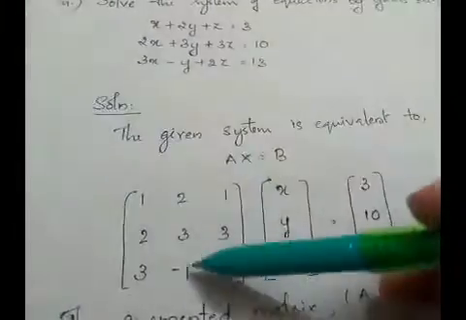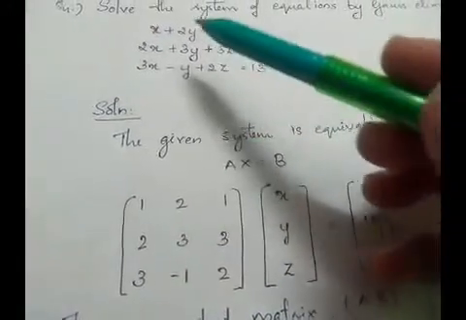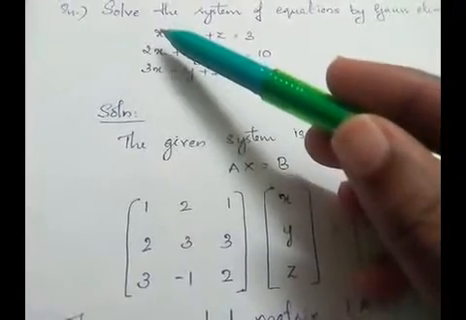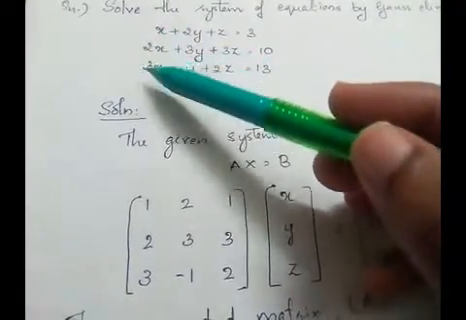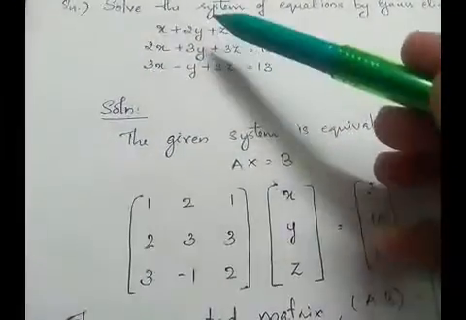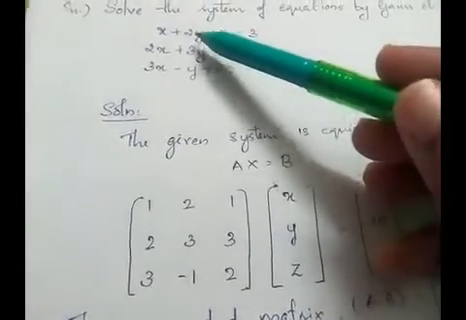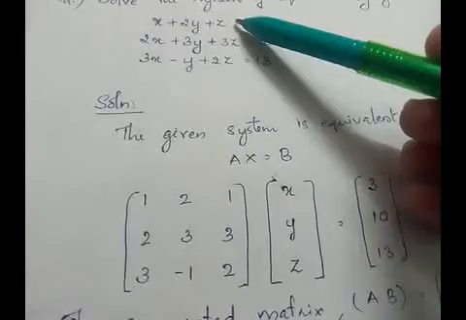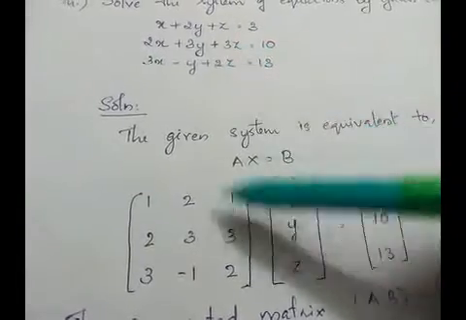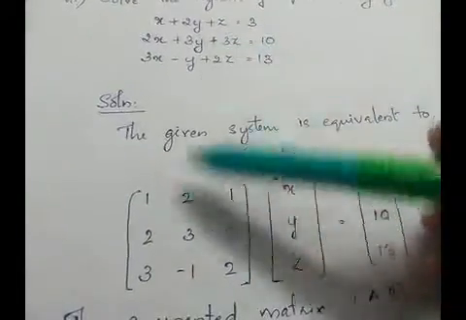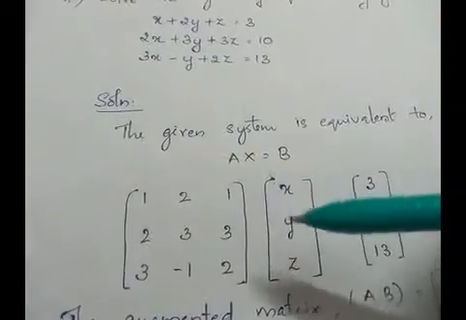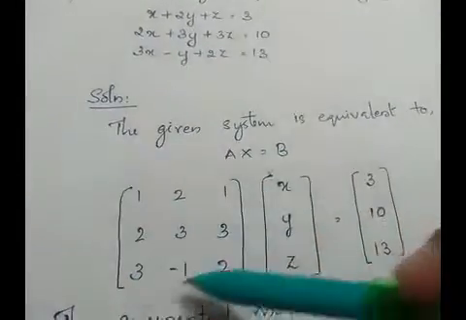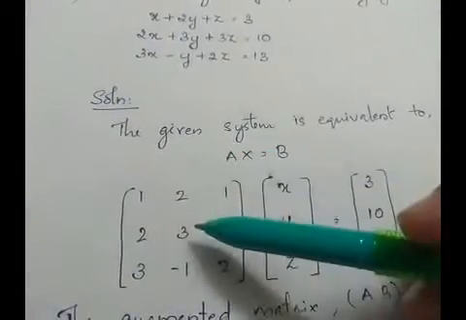Now look at the coefficient matrix of this system. In the first column we have the values 1, 2, 3. In the second column we have 2, 3, minus 1. And in the third column 1, 3 and 2. Include the signs while writing the coefficients. So this matrix represents A, the coefficient matrix.